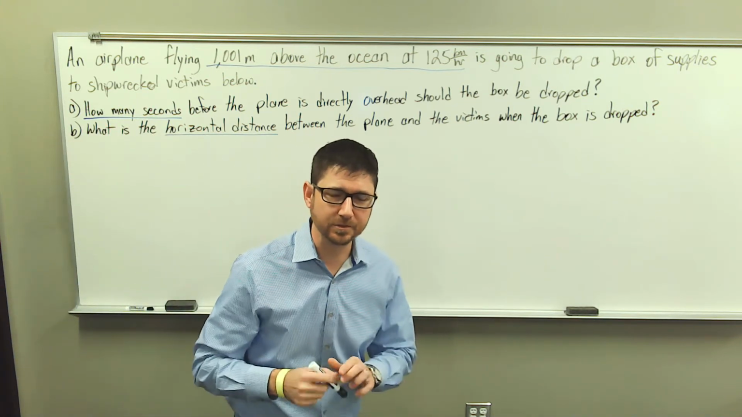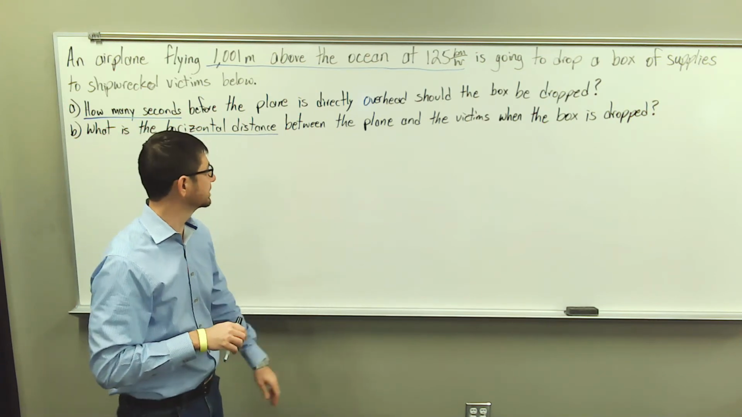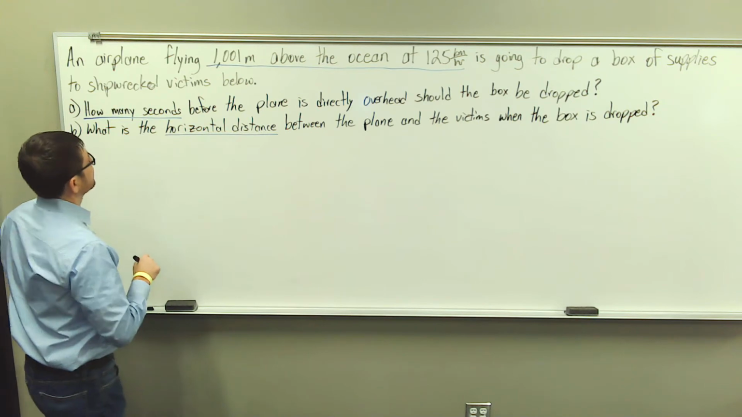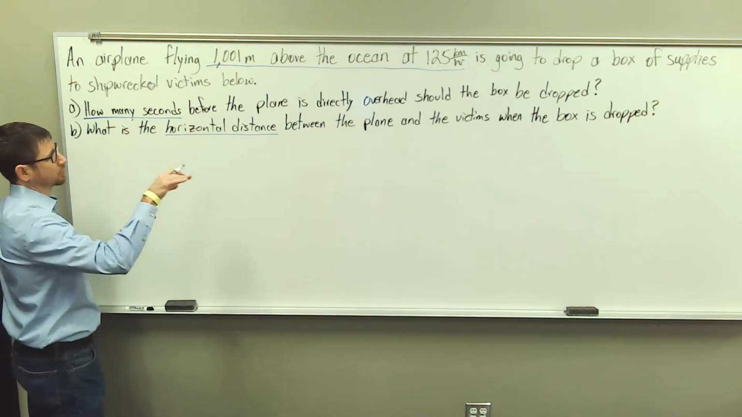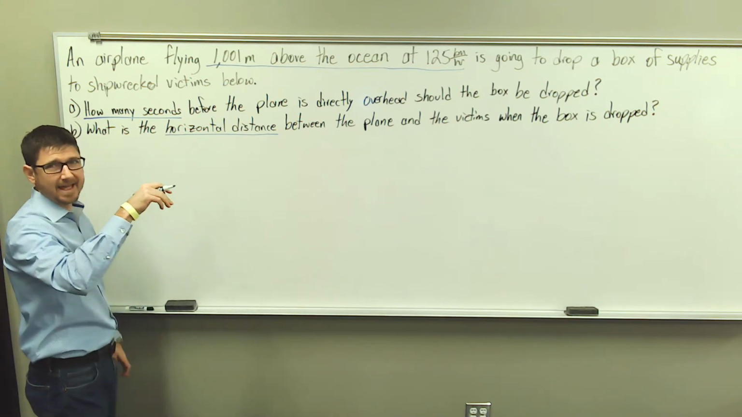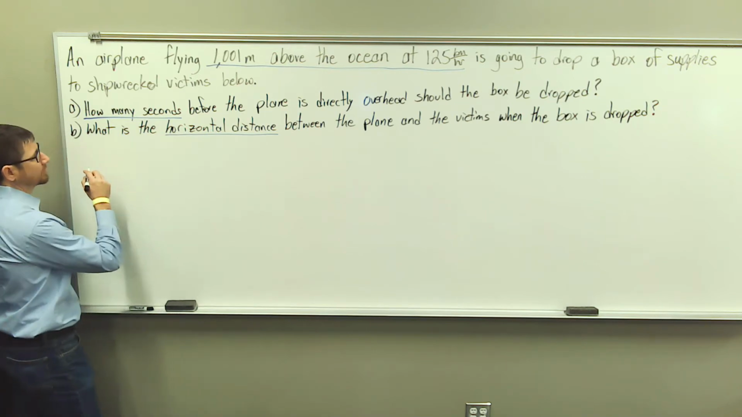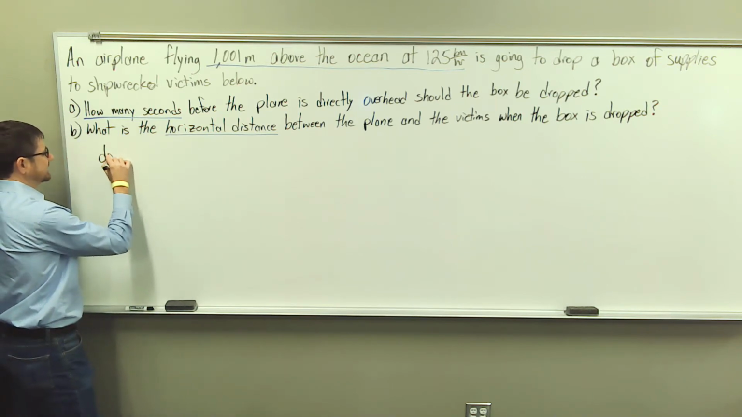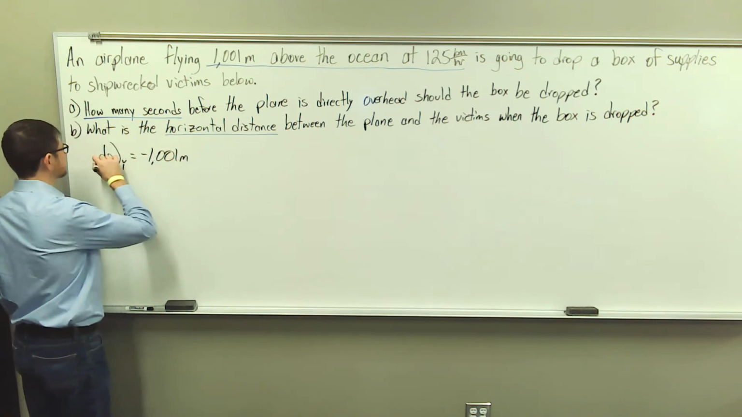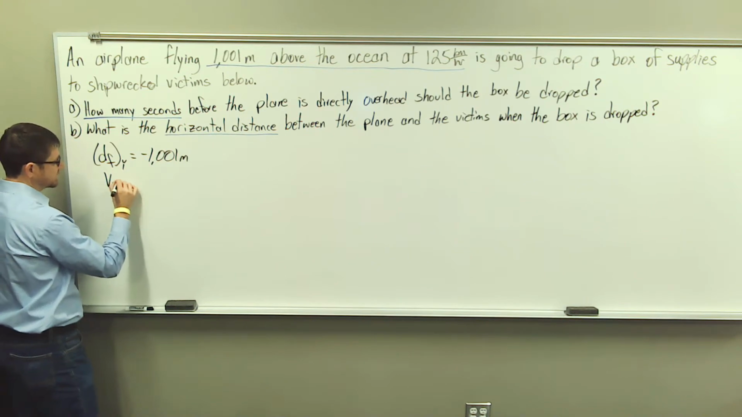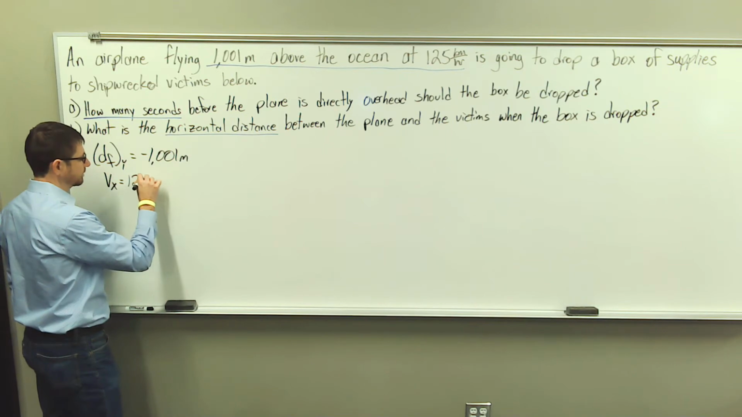So let's go ahead and generate a column of knowns and unknowns and draw a picture. So we are 1,001 meters above the ocean. So when we drop the box, it's going to have a displacement in the negative y direction. So negative 1,001 meters. So d sub f sub y is negative 1,001 meters. And our velocity in the x direction is 125 kilometers per hour.